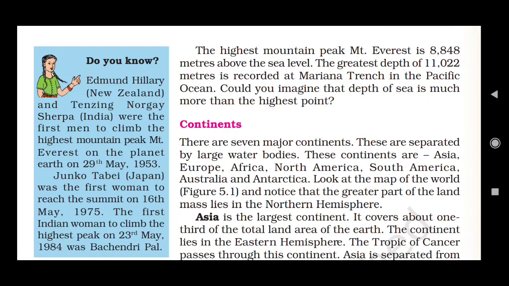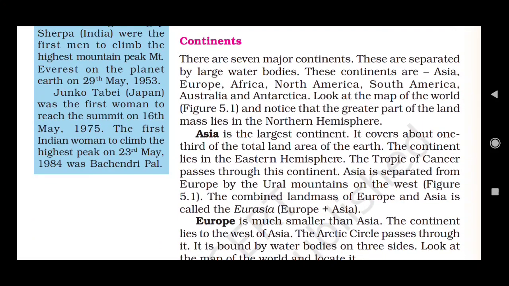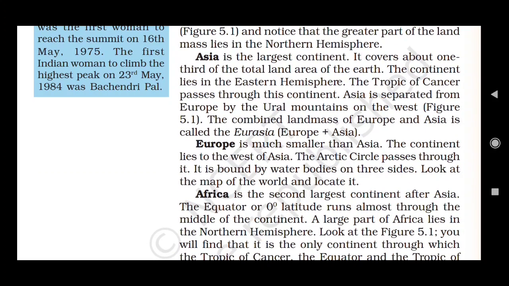So the second topic is continents. There are 7 major continents. These are separated by large water bodies. These continents are Asia, Europe, Africa, North America, South America, Australia and Antarctica. Look at the map of the world and notice that the greater part of the land mass lies in the northern hemisphere.